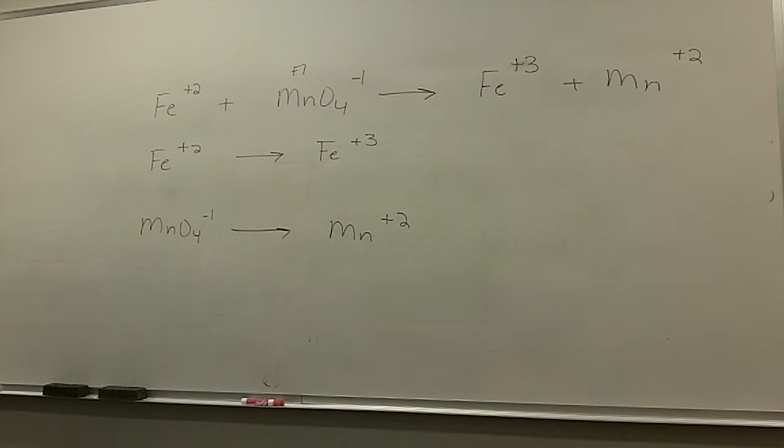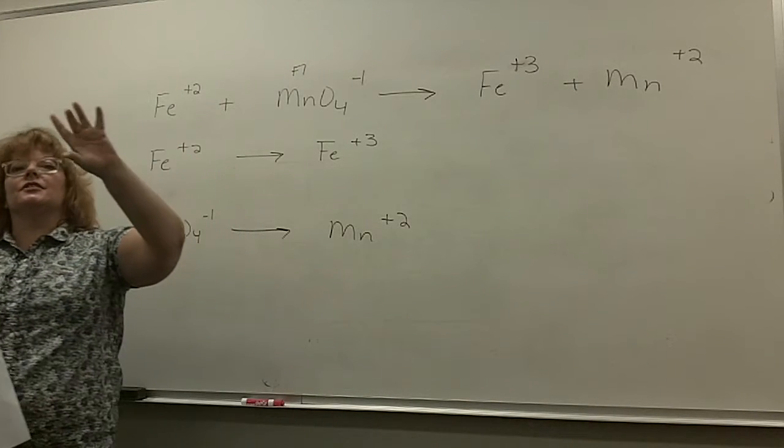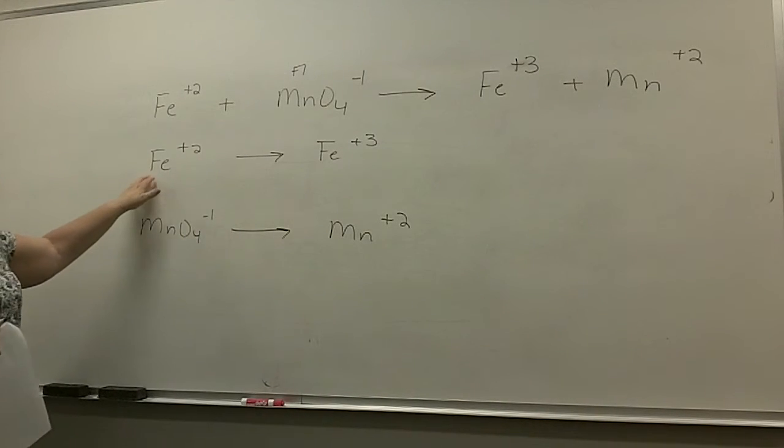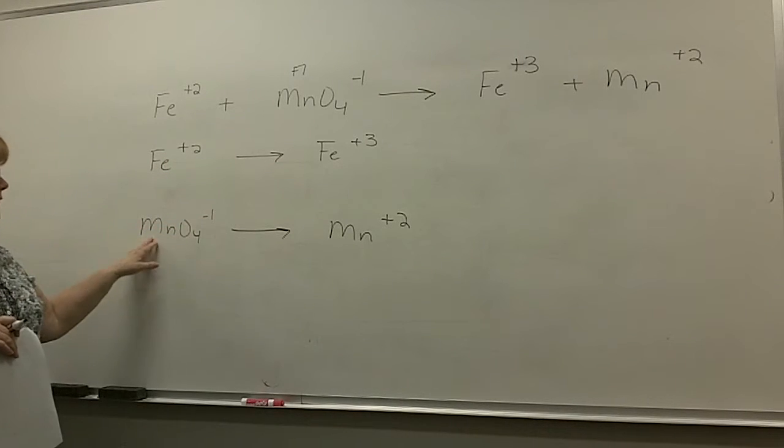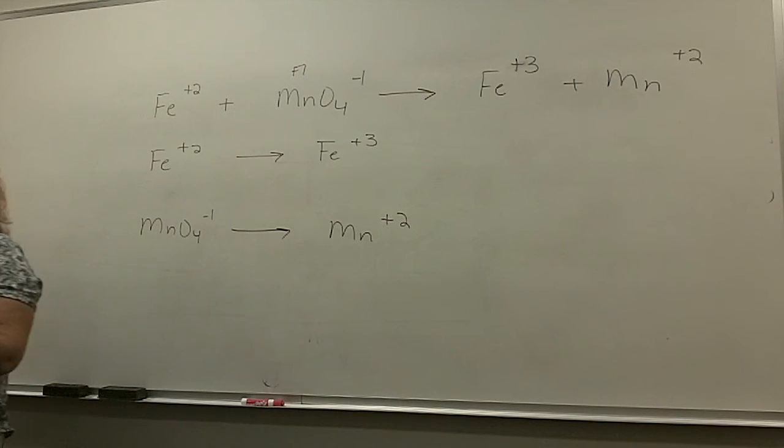Okay. Then we're going to balance our ions. This is the third step. We've got one iron here, anything that's not oxygen or hydrogen. One iron here, one iron here. One manganese here, one manganese here. So we don't have to adjust anything in this case.